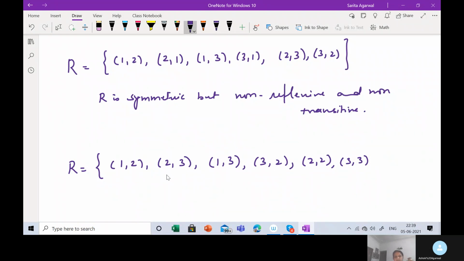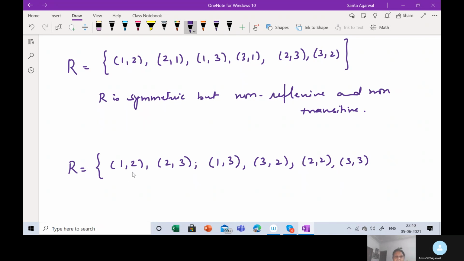Then nothing is possible. (2,2), (2,2), (2,3). That means (2,3) is here. (2,2), (2,3), (2,3) is here, right? (2,3), (3,2), (2,2) is here, right? Then we have (3,3). (3,3), (3,2), (3,2) is here, right? And another possibility is (3,2), (2,2), (3,2) is here, right? Nothing else, right? So it is what? You can see here, right?